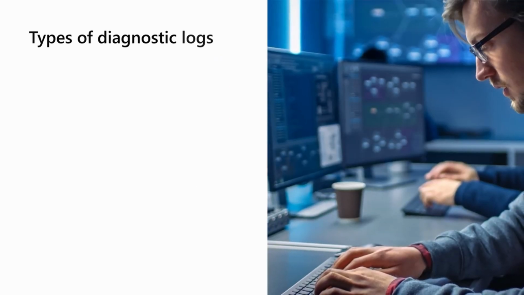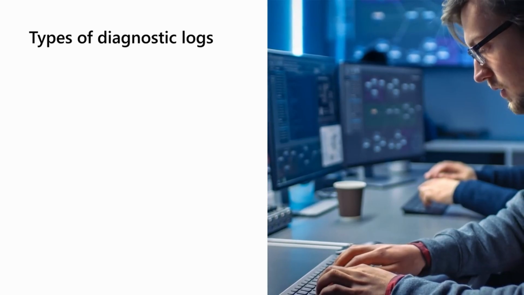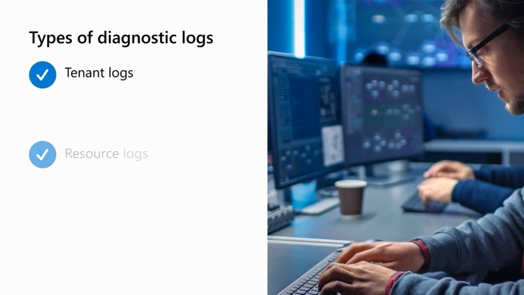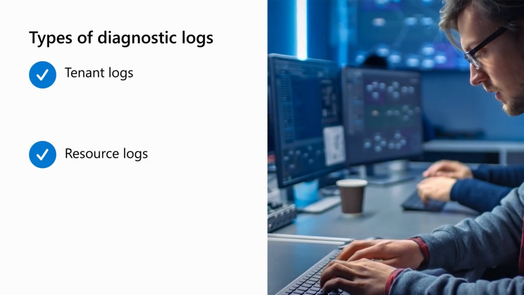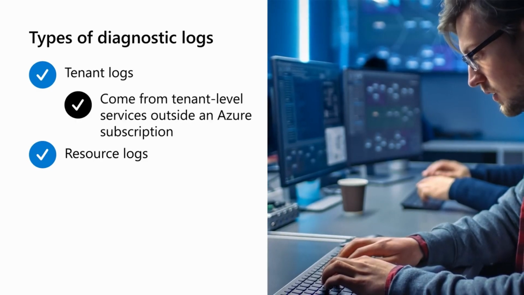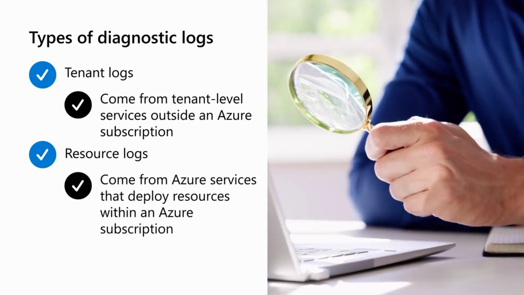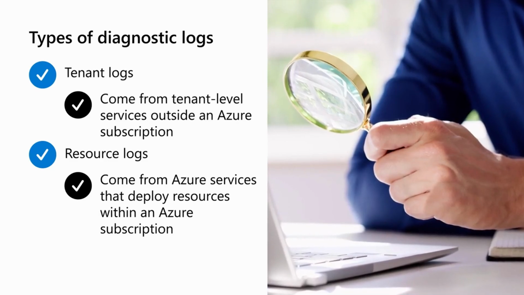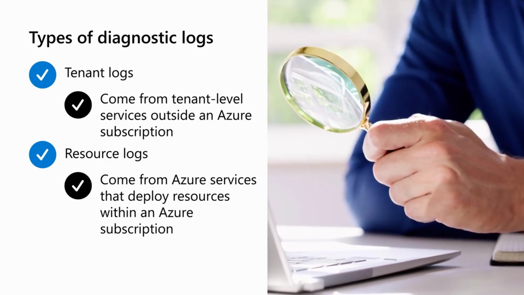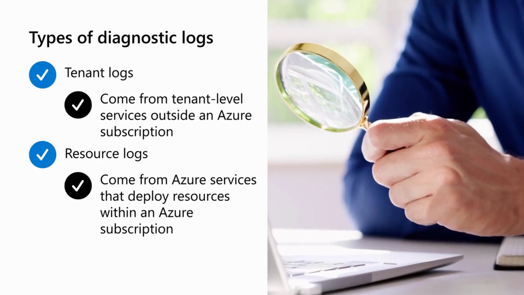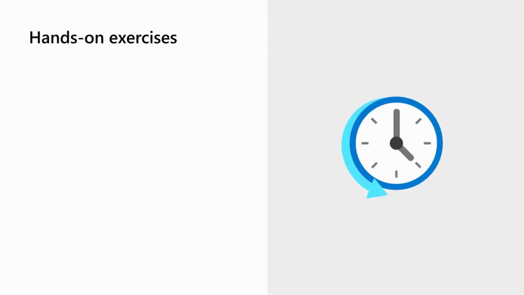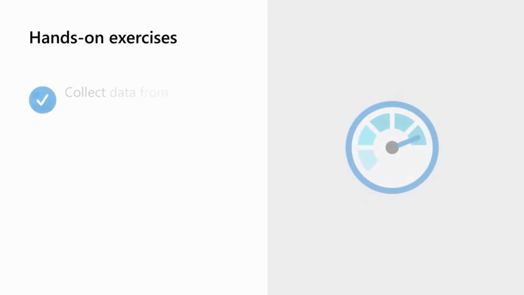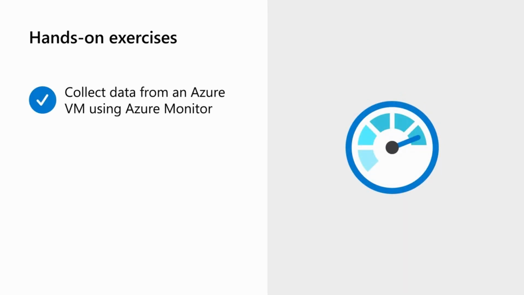Moving on, you learned that Azure Monitor makes two diagnostic logs available: tenant and resource logs. Tenant logs come from tenant-level services outside an Azure subscription, such as Azure AD. Resource logs come from Azure services that deploy resources within an Azure subscription, such as network security groups, frequently called NSGs, or storage accounts. You are presented with another opportunity to engage in a hands-on exercise. This time, you practice collecting data from an Azure VM using Azure Monitor.